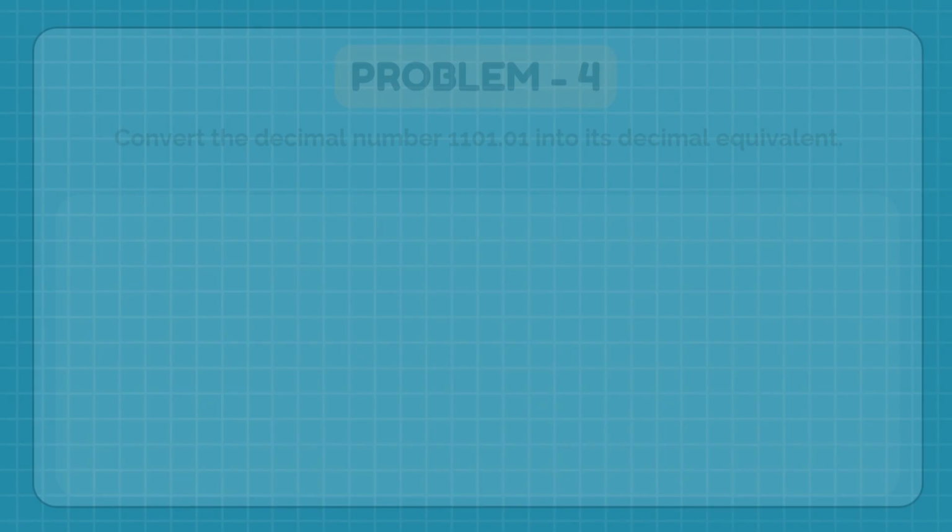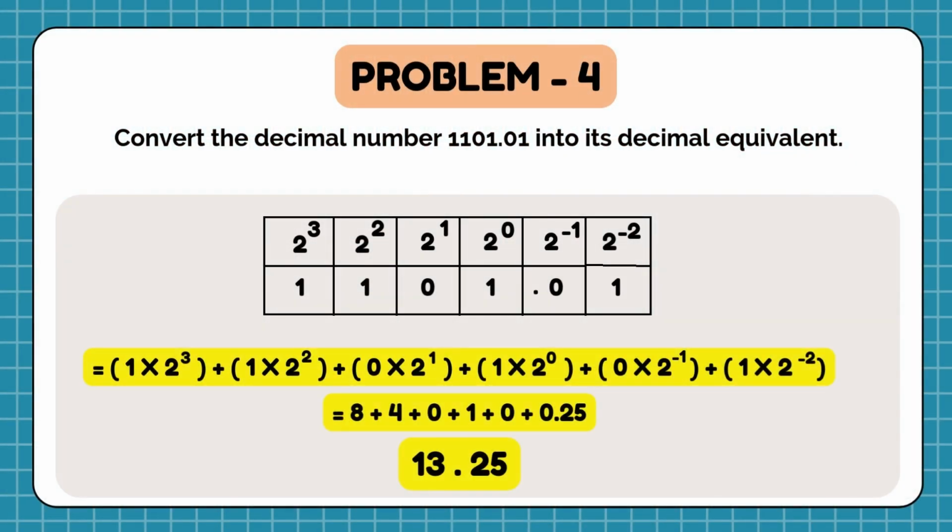Now, let's take another example, this time with a binary fraction. Let's convert 110.01 to decimal. Here's how it works. For the integer part, 1101, 1 is at position 0. Therefore, we get 1 times 2 to the power 0 equals 1. 0 is at position 1. Therefore, we get 0 times 2 to the power 1 equals 0. 1 is at position 2. Therefore, we get 1 times 2 to the power 2 equals 4. 1 is at position 3. Therefore, we get 1 times 2 to the power 3 equals 8. Add them up and we get 1 plus 0 plus 4 plus 8 equals 13.